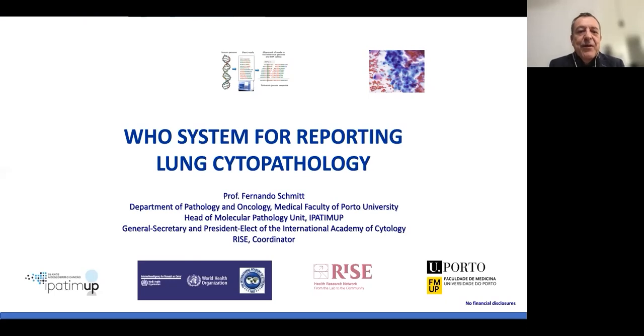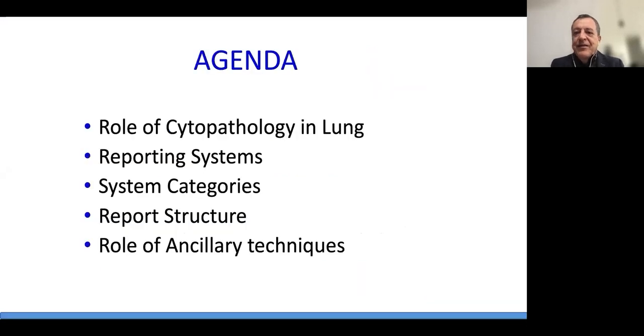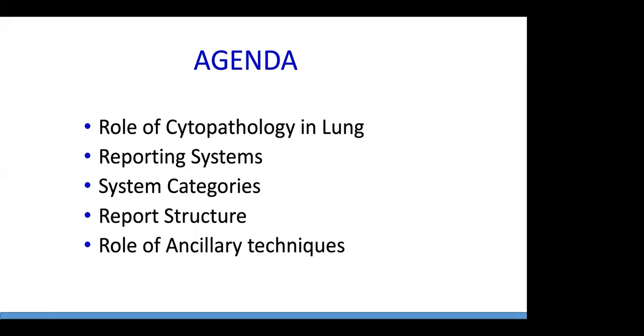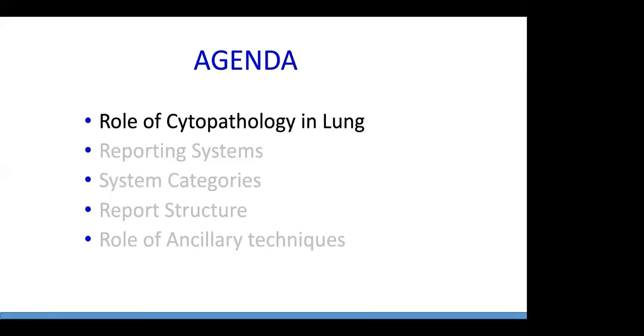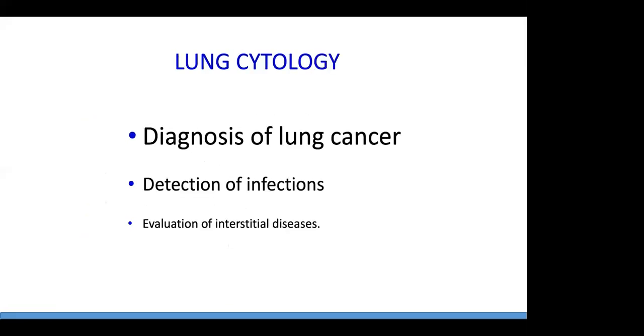Today, we will talk about the WHO system for reporting lung cytopathology. So this is the agenda of my talk. We will talk about the role of cytopathology in lung, the reporting systems, the system categories, the structure of the report, and finally, the role of ancillary techniques. So let's start with the role of cytopathology in lung.